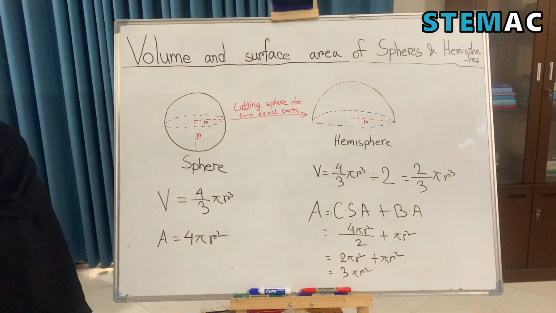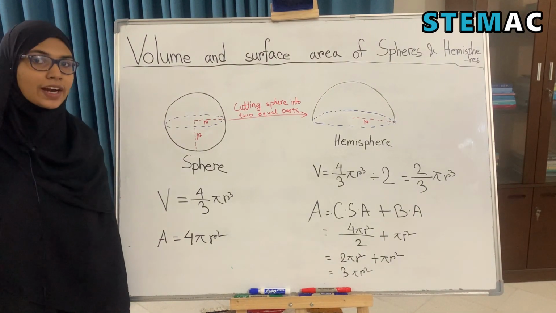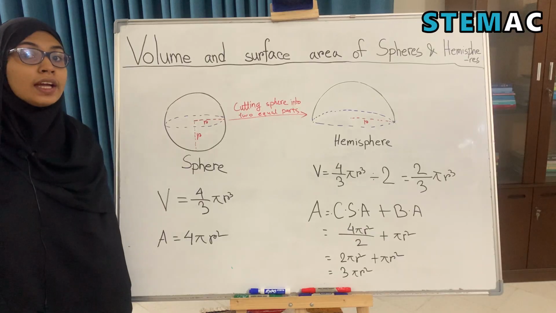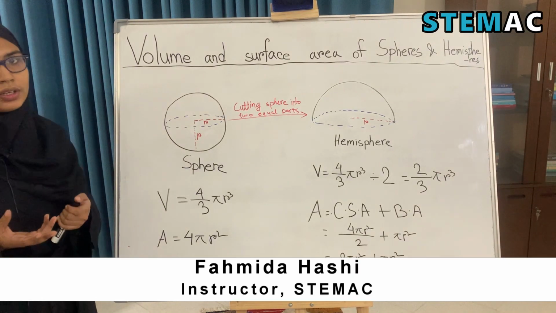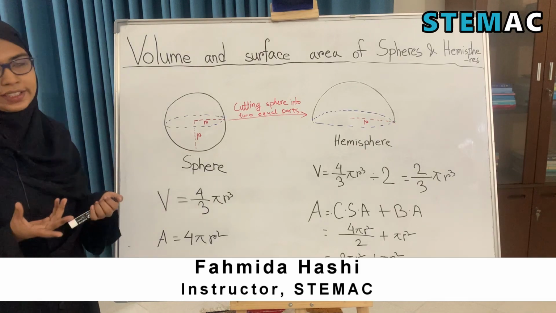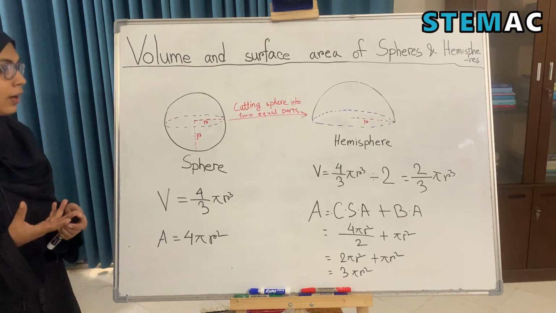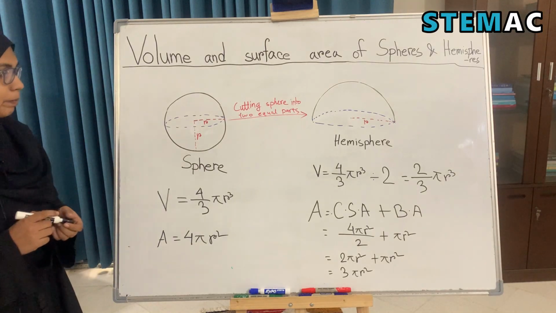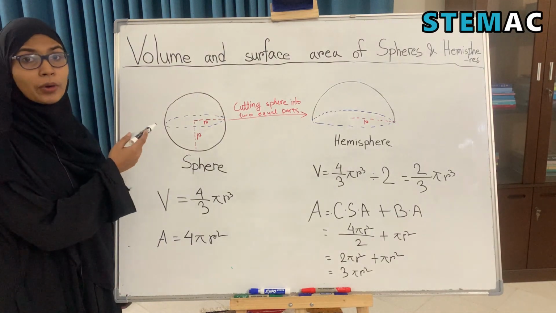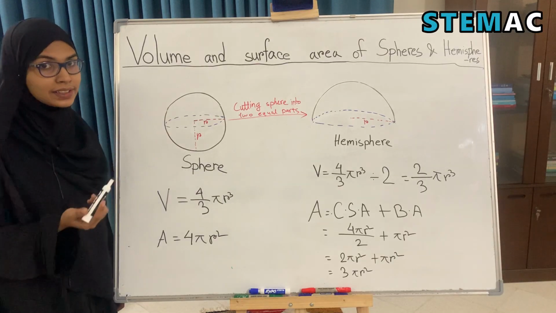Hello everyone, now we are going to learn about spheres and hemispheres and their area and volume. So we all know what a sphere is. A ball is a sphere because it has a center point at the middle that we can't see actually.